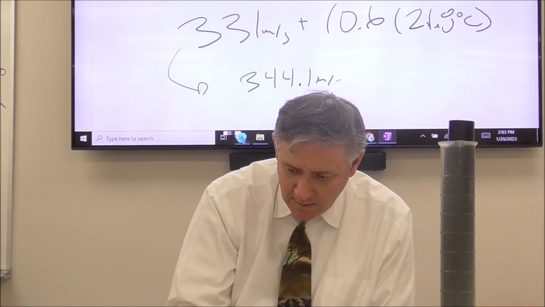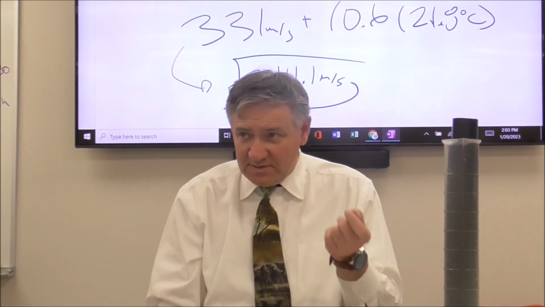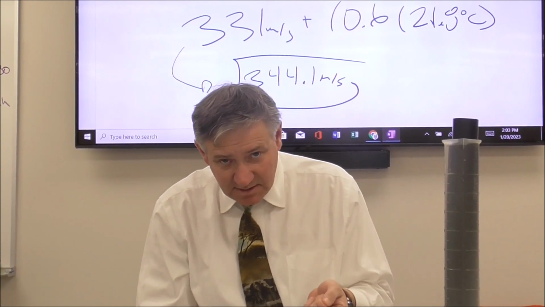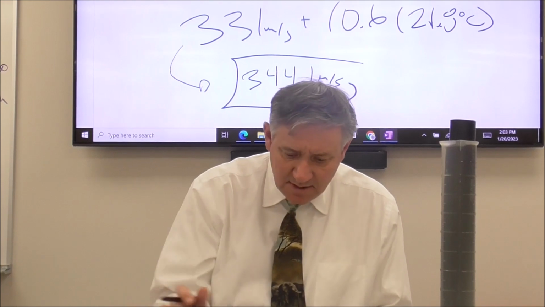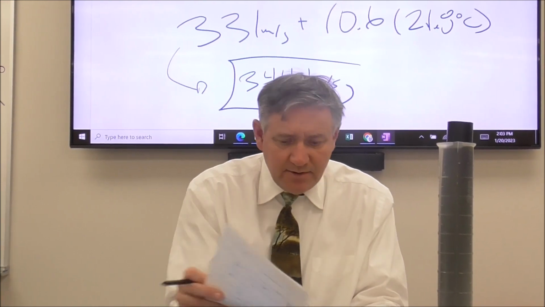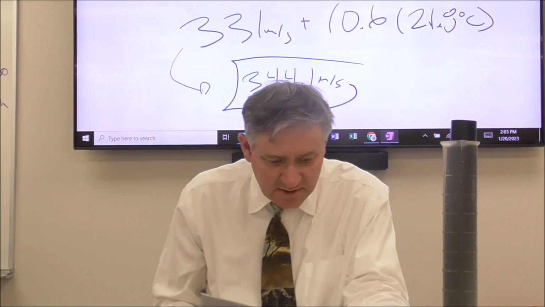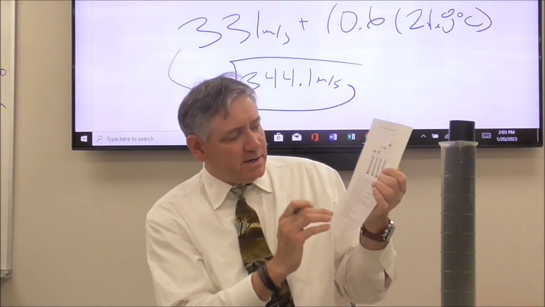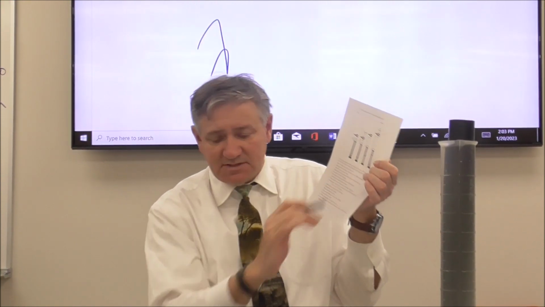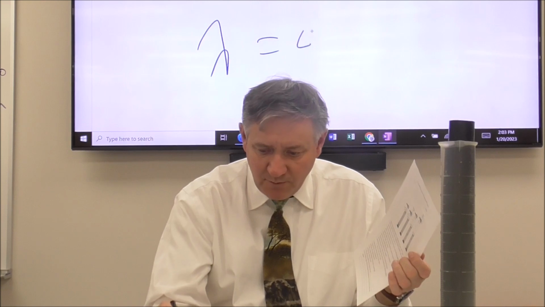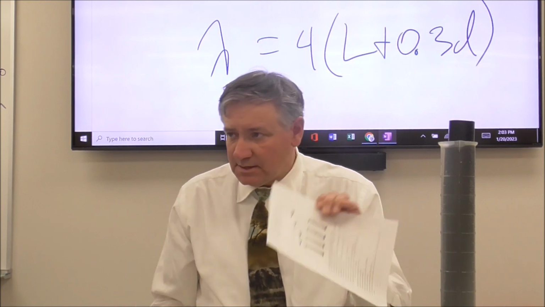344.1. So that's the accepted value. That's what we should get for the speed of sound under these conditions. So what you're going to do is take that 0.3, and this is where you're going to use this correction factor on calculating the wavelength. So to get your wavelength up here towards the top, you're going to take 4 times L plus 0.3 D.